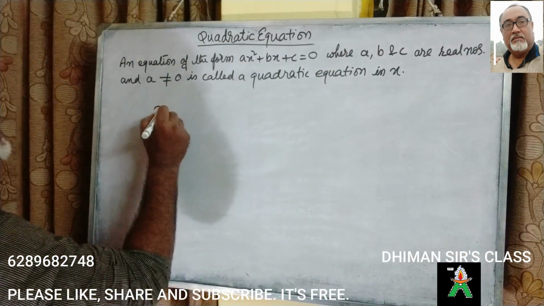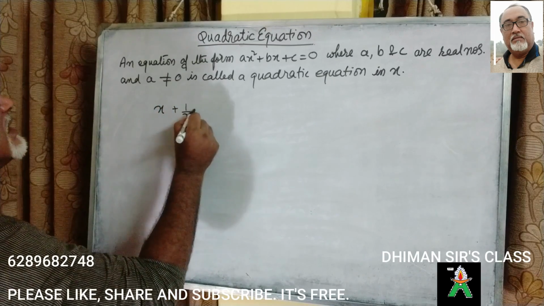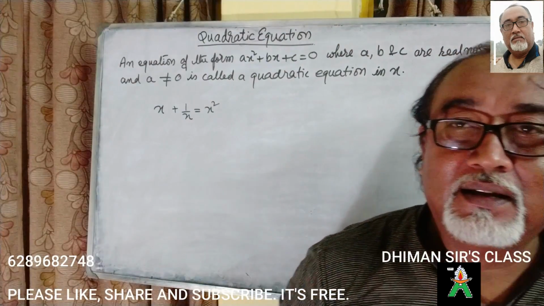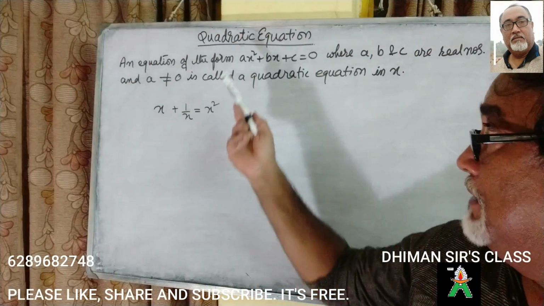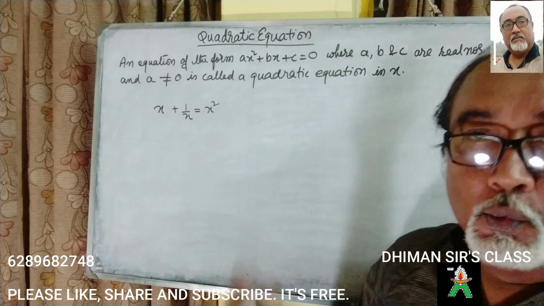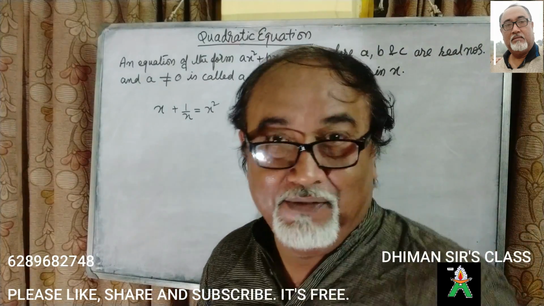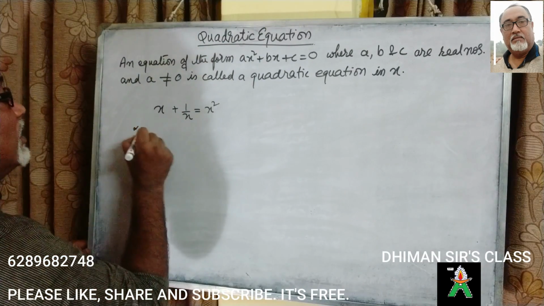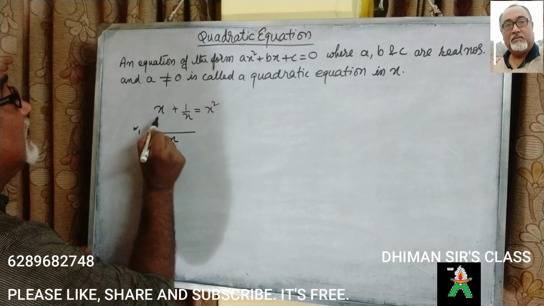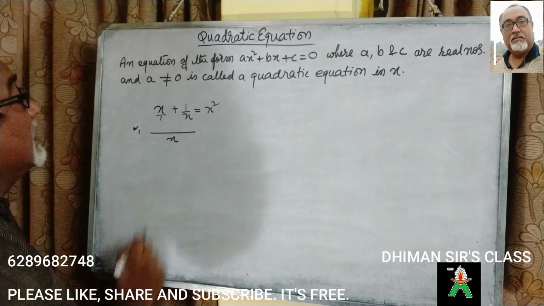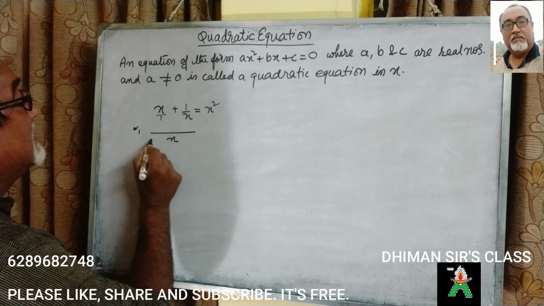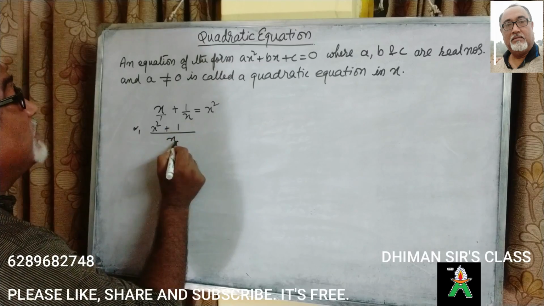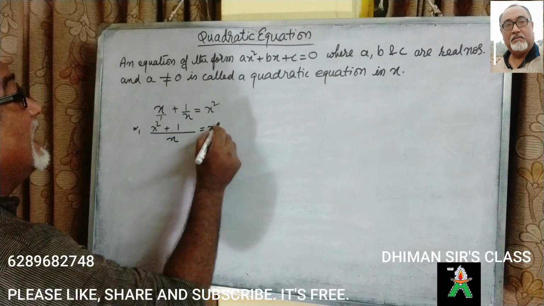Would you call x plus 1 by x is equal to x square a quadratic equation, my dear students? Yes sir, it is a quadratic equation because the power, the degree, is 2. Let us see whether it really comes according to this format. Let us solve this equation first. There is no denominator under x, meaning it is 1. So the LCM of 1 and x is x. 1 times x square plus 1; x divided by x is 1; 1 into 1 is 1, equals x square.